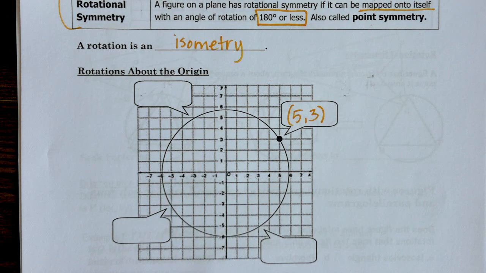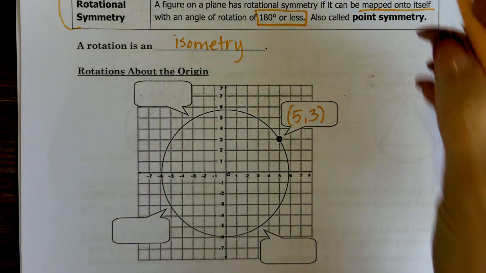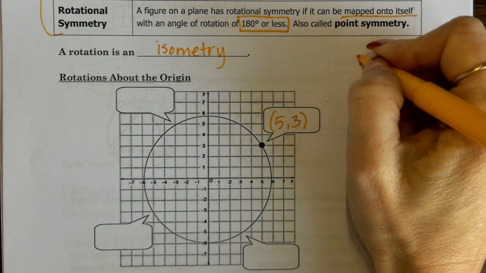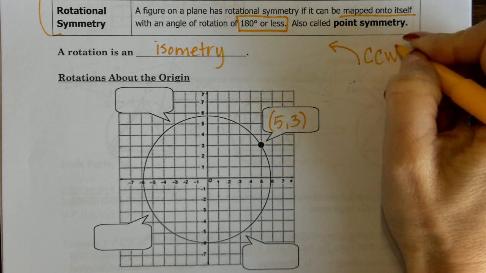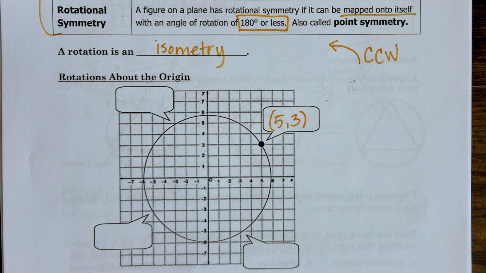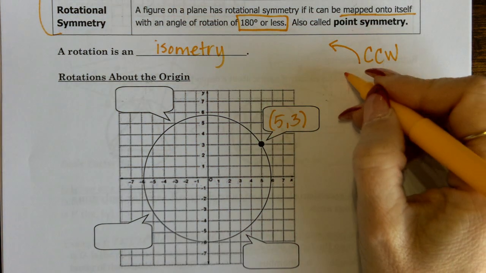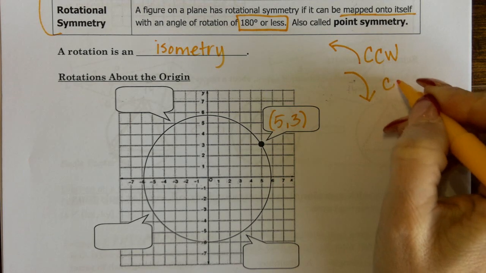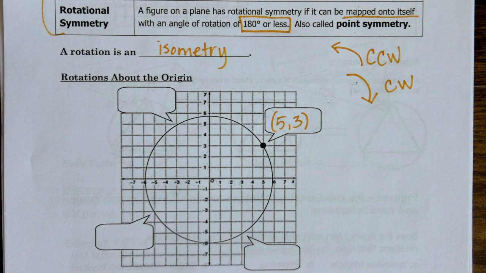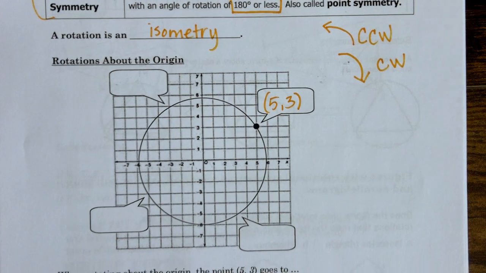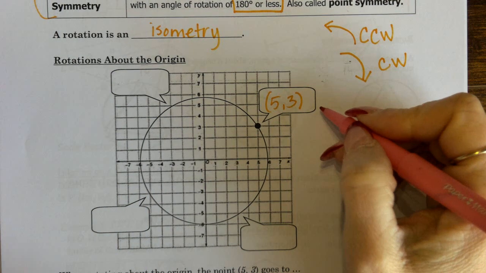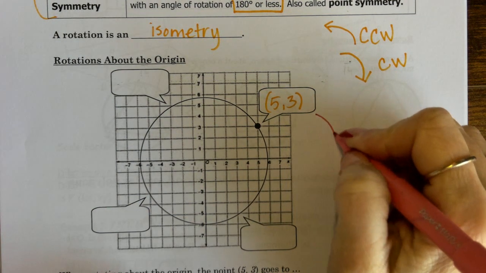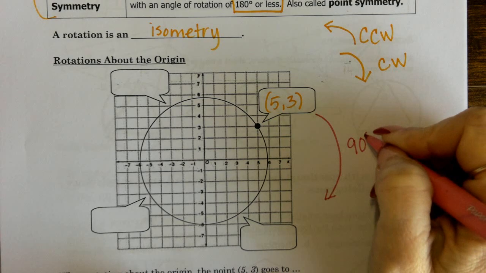Okay. Let's talk about a couple things. If I go this way in a rotation, that is counterclockwise. Do I need to write that word, or are we okay? If I go this way on a rotation, that is simply clockwise. We're going to do both in just a second. Alright, let's say that I tell you to rotate this point 90 degrees clockwise.